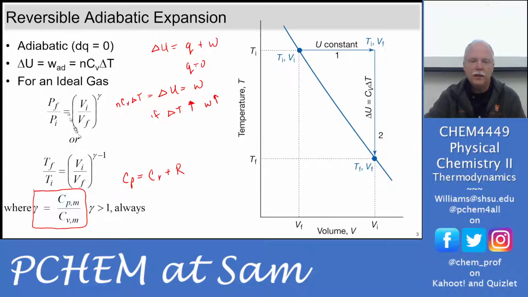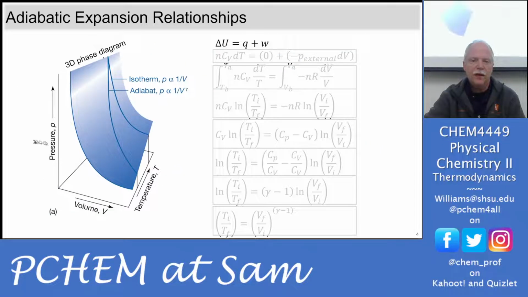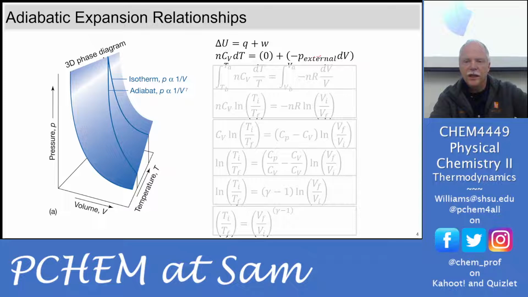Okay, so let's look at some of these relationships. So far, we've got a relationship of pressure to volume. Let's show you where this temperature to volume relationship came from. Also, if we start with the first law, again, we have that Q is equal to 0, and we have this pushing against some external pressure that's smoothly changing. And so what we're going to do is integrate both sides. The left side will integrate with respect to temperature, and the right with respect to volume.